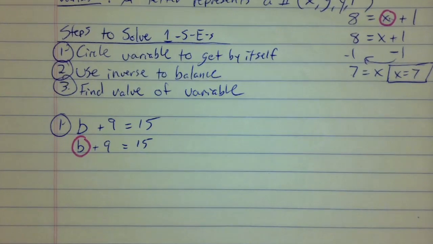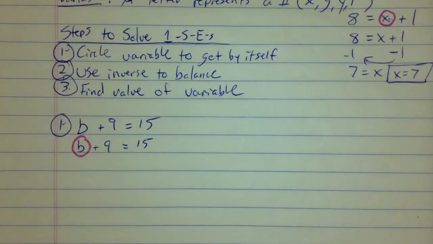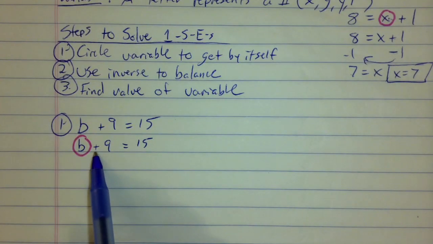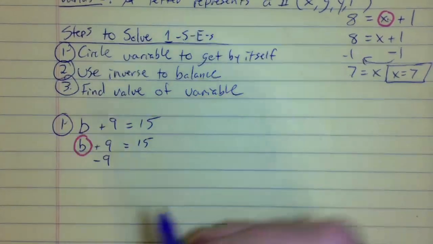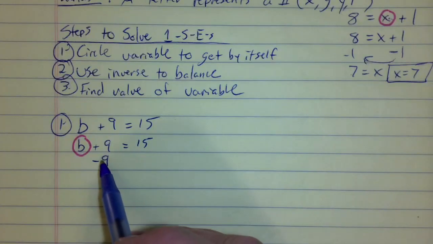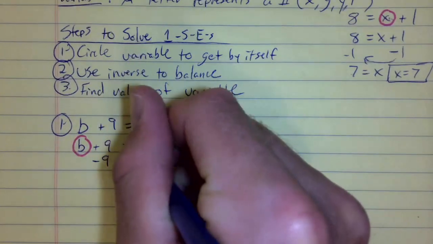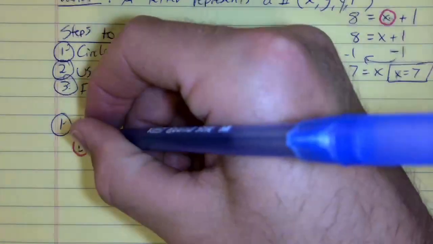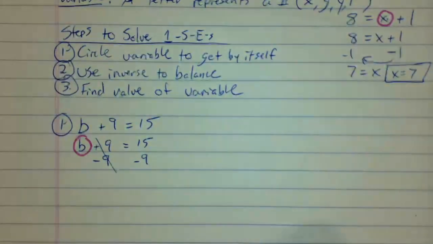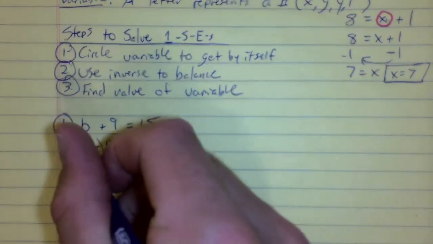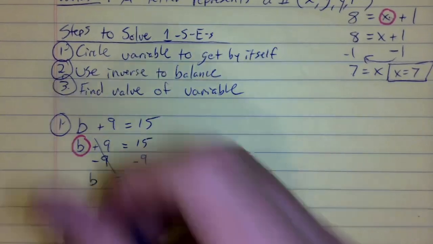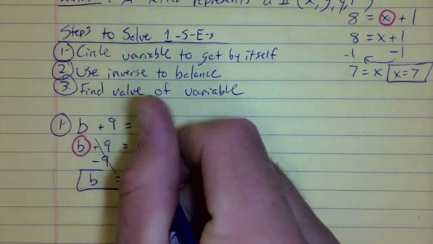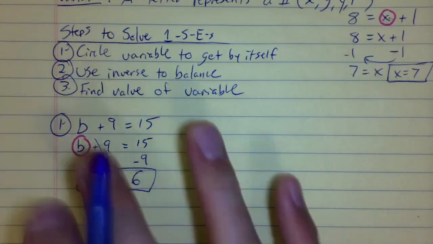All right. Step 2 is use the inverse to balance. So what is the inverse of addition? Well, that's subtraction, so just subtract 9 from one side. And what you do to one side, you must do to the other. So your positive 9 and negative 9 cancel out. And you're only left with b and an equal sign. And 15 minus 9, that gives you 6. b equals 6. It is now balanced.